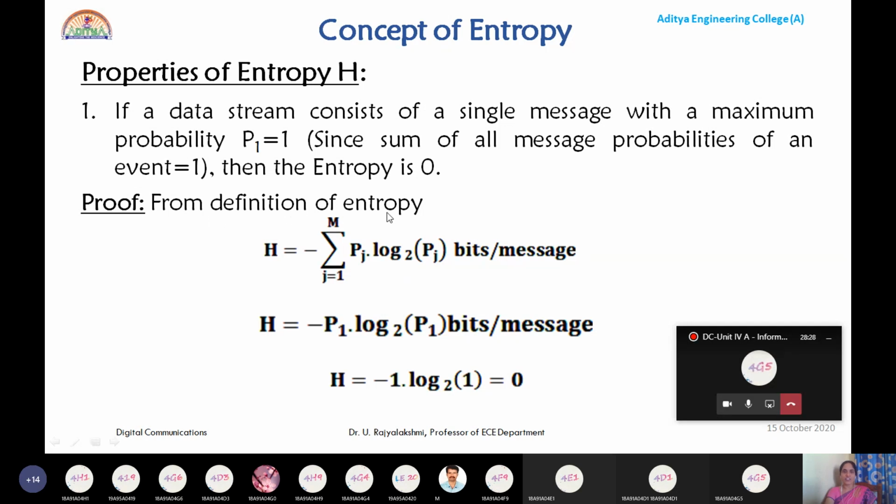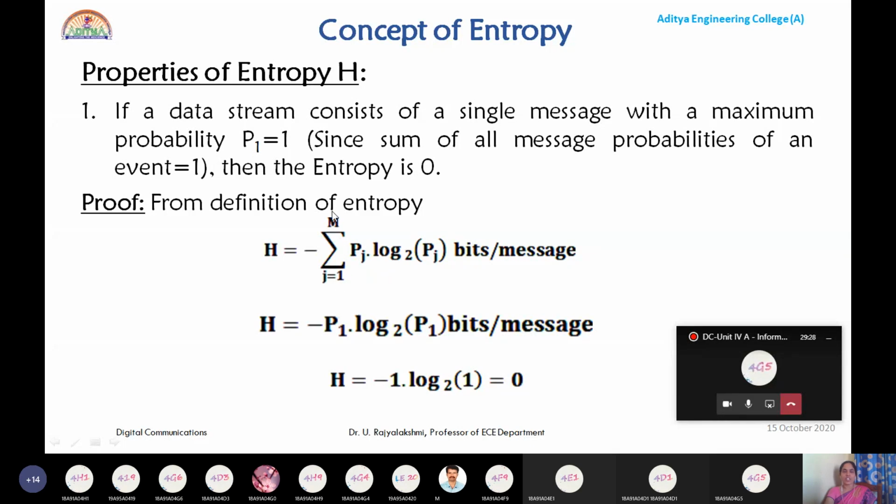Okay, please listen to this carefully. From definition of entropy, H is equal to minus summation j is equal to 1 to capital M P suffix j log P suffix j base 2 bits per message. Okay, Navneet, please tell me what is the value of capital M here in this first property? 1. Very good. So here capital M value is 1 because the data stream consists of only one message. So M is 1.